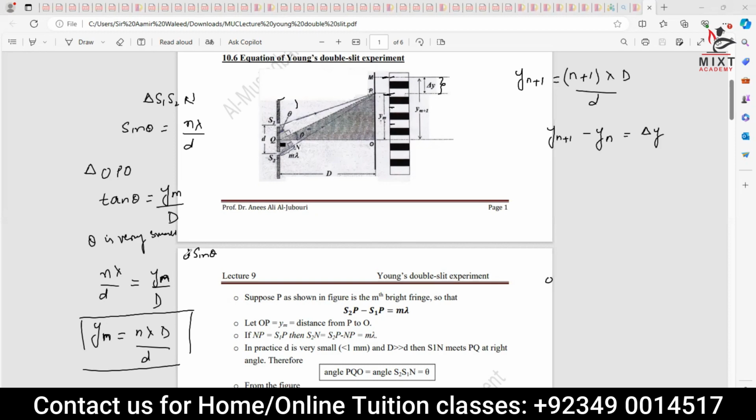But technically, we are talking about the bright fringes. Remember that, please. Now, let's put the values. Yn plus 1 is (n plus 1) times lambda D divided by small d, minus n lambda D divided by small d. Now, lambda D upon d is common. What is left inside is n plus 1 minus n. So, n and n cancel. What is the formula coming up? Lambda D upon small d. This is the formula for the bright fringe spacing.